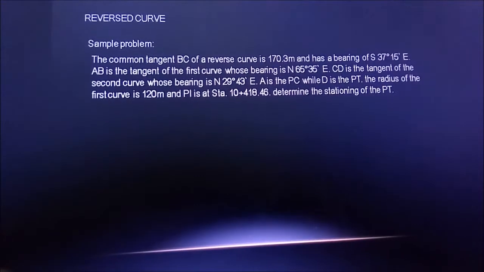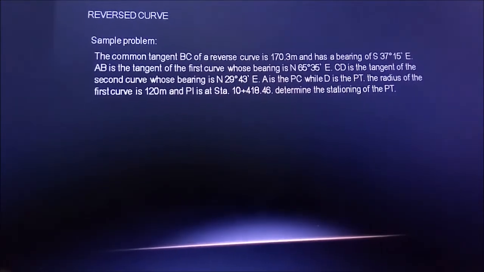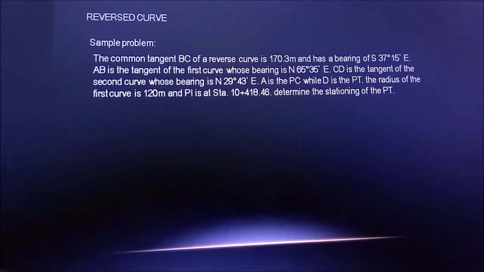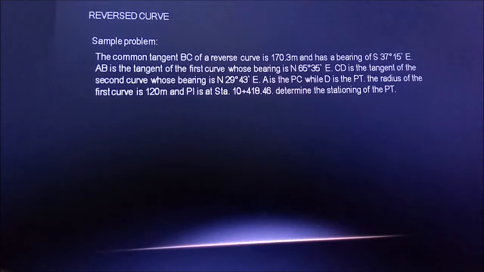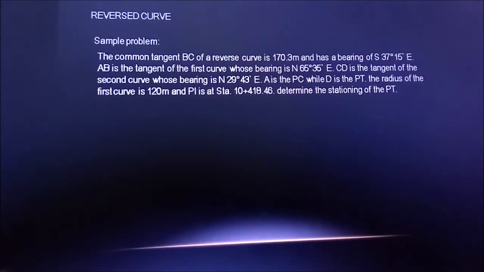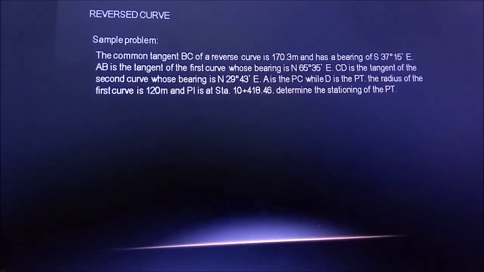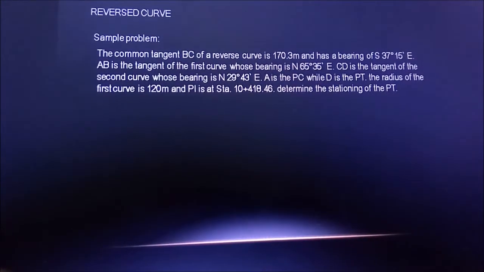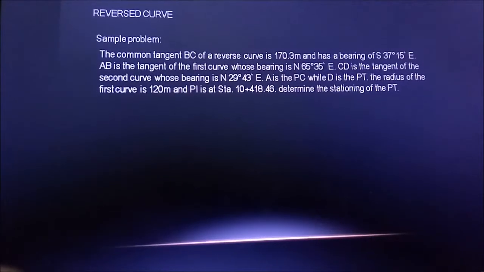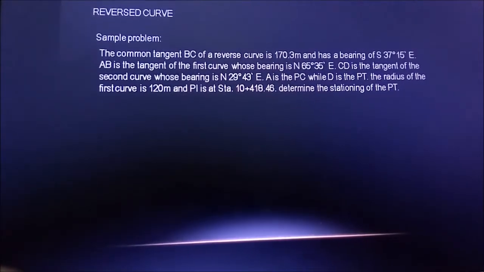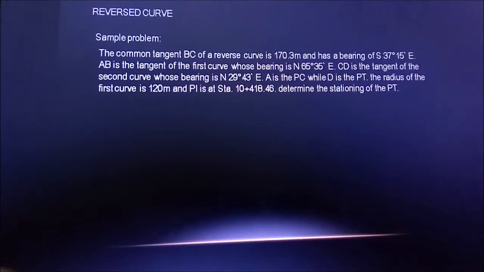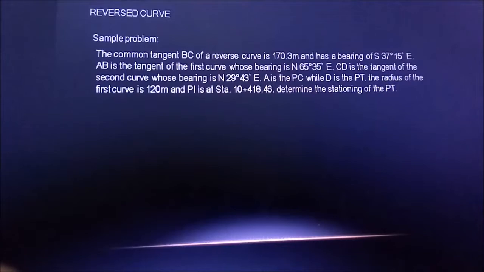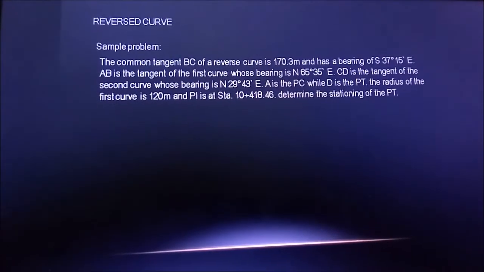AB is the tangent of the first curve whose bearing is north 65 degrees 35 minutes east. CD is the tangent of the second curve whose bearing is north 29 degrees 43 minutes west. A is the PC while D is the PT. The radius of the first curve is 120 meters and PI is at station 10 plus 418.46. Determine the stationing of the PT.